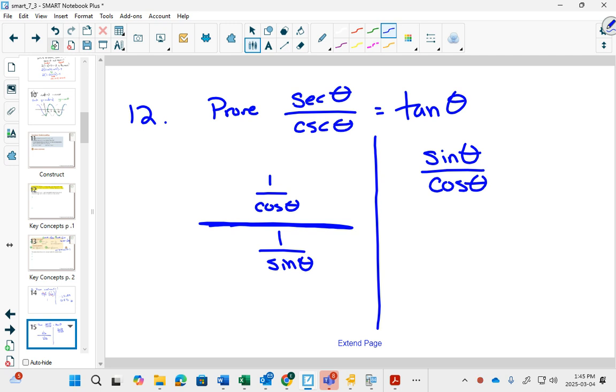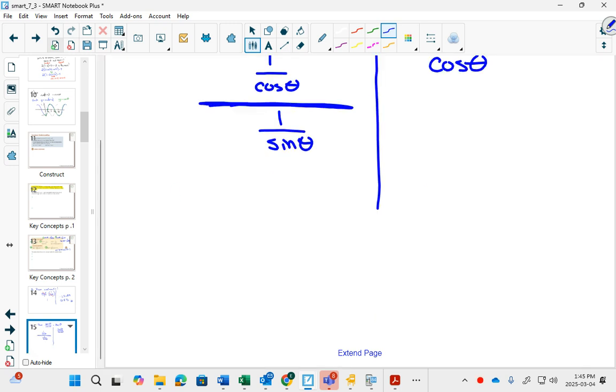Do you see on the left side, you don't have a single fraction. You have a fraction divided by a fraction. What do we do when we're dividing fractions? Multiply by the reciprocal. So I'll rewrite the 1 over cos theta. And I'll multiply by the reciprocal, which is sine theta over 1. Can I cancel anything? No. I can't cancel out the thetas because they're part of cos and part of sine. Tempting to do so, but not allowed.